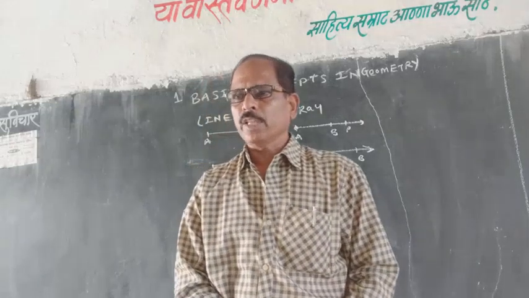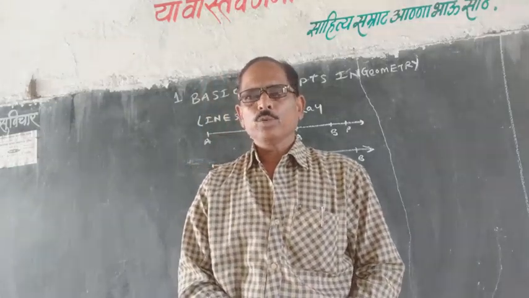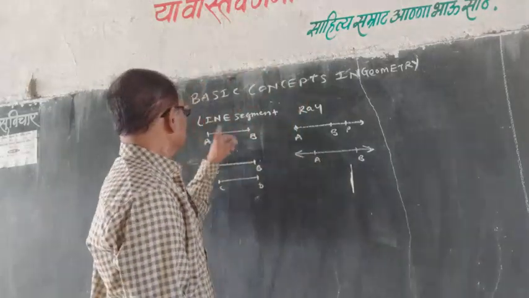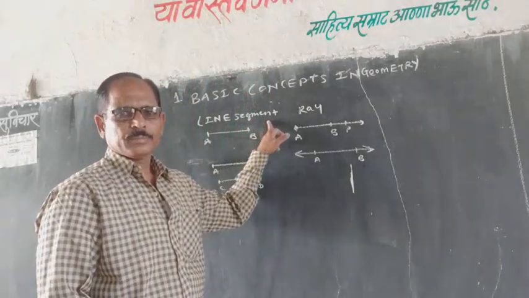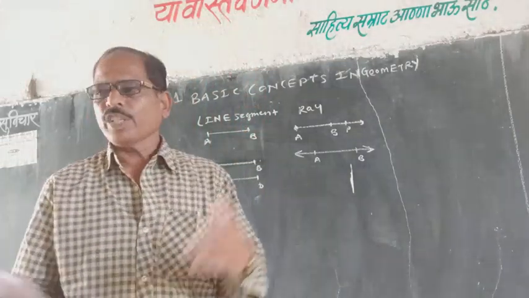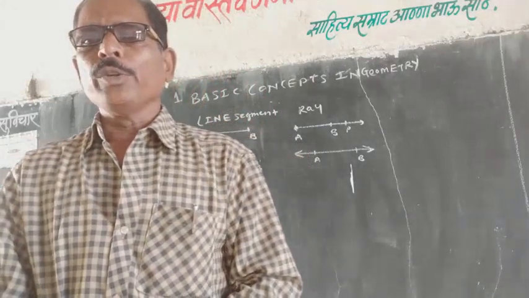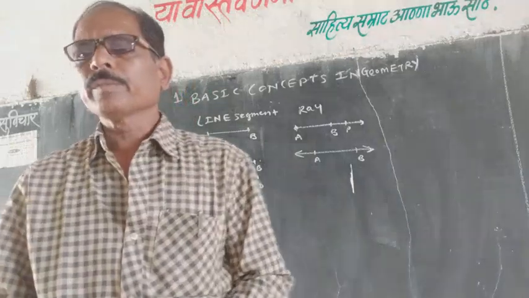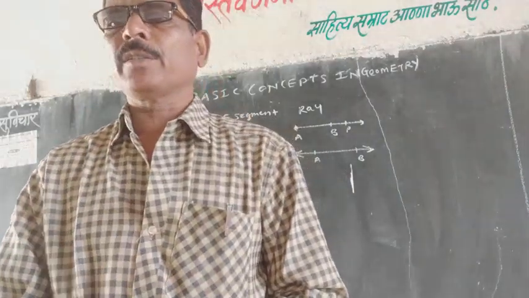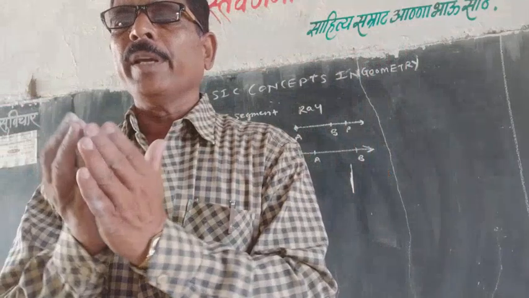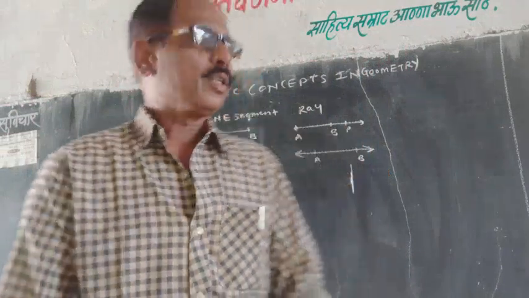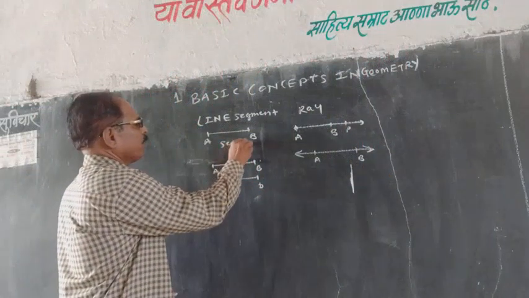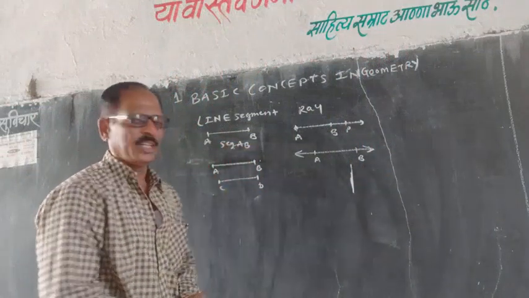Basic concepts in geometry. Today we study segment, line segment. Which is the line segment? The union set of point A and point B and all points between A and B is called segment AB and written as segment AB or segment BA.